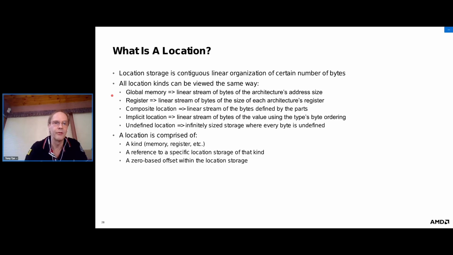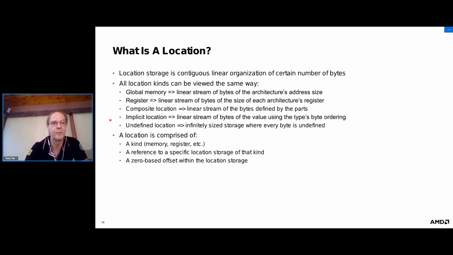And you can think about all locations being this way. Global memory is a linear organization of this number of bytes, which is the size of the address space. Each one of the registers is a linear stream of bytes, which is the bytes that make up that architecture's register. Even composites, you can think of just being a storage location, which is the bytes made up of all its parts.